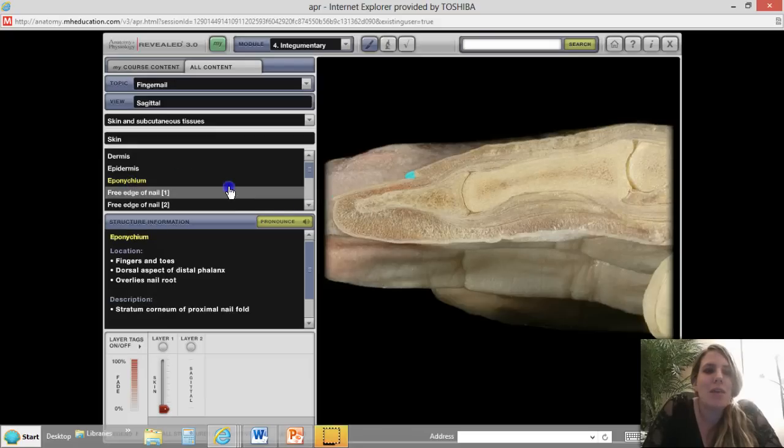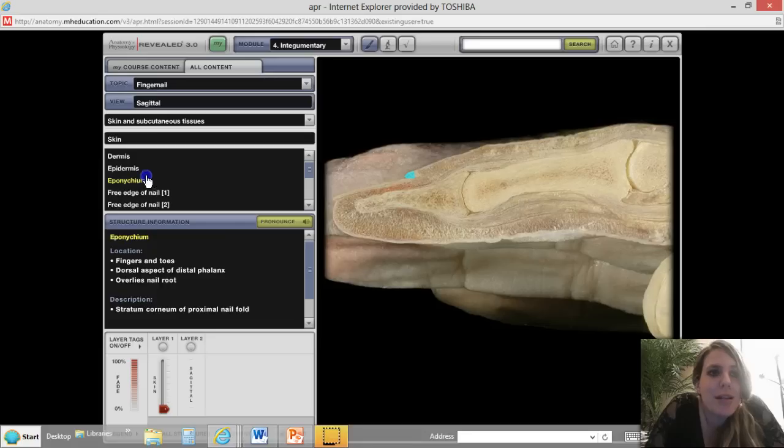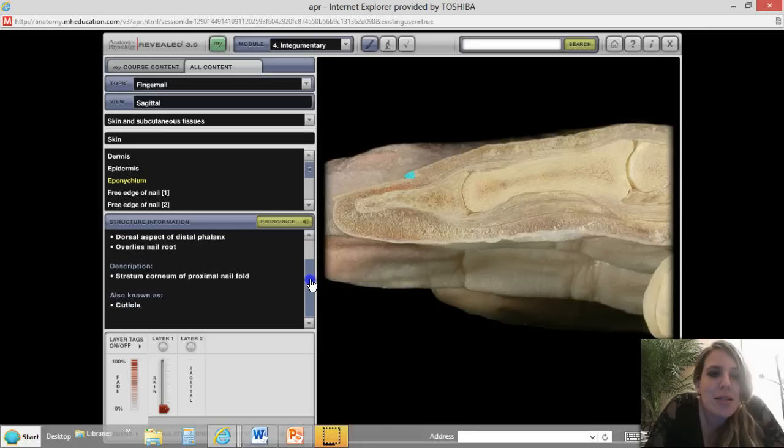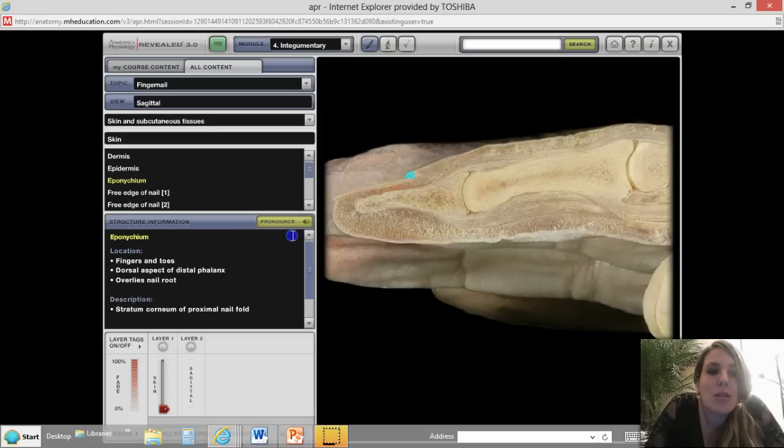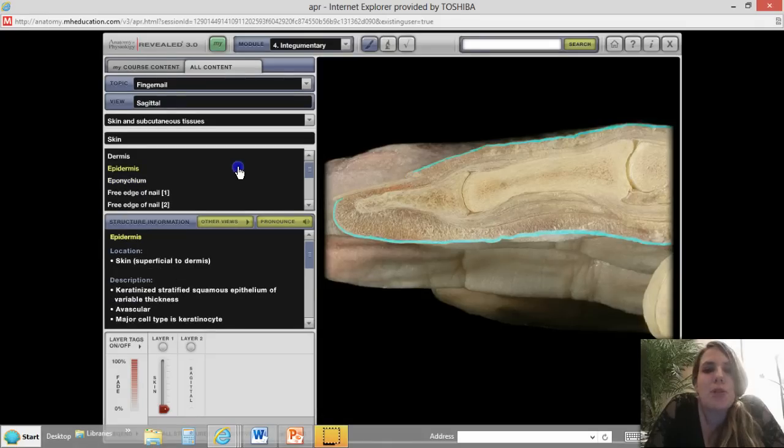And if you take the meat away, you'll also see your eponychium right here, which is going to be under the nail body itself. So notice it says it's the stratum corneum of the proximal nail fold, also known as the cuticle. So let's say that again. Eponychium. Okay. Here's your epidermis. There's your dermis. Check that out. Epidermis, dermis. So this is a sagittal cut.